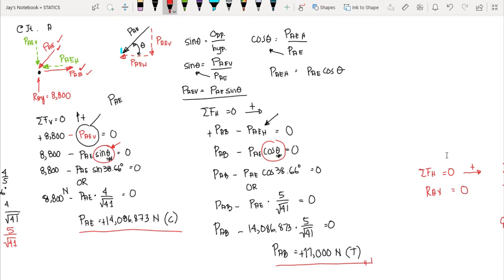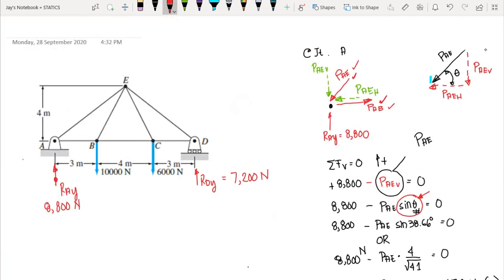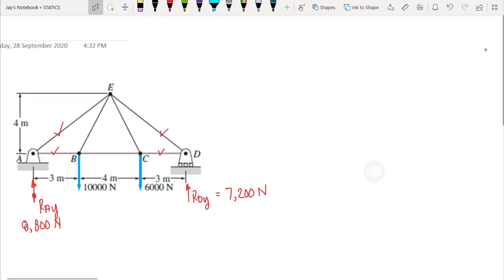Okay, so we have two forces known. So let's move to the other joints to compute for other unknowns. Okay? So we have already computed the force of member AE and the force of member AB. Now let's move to member DE and member CD. Okay? So we move to joint D.